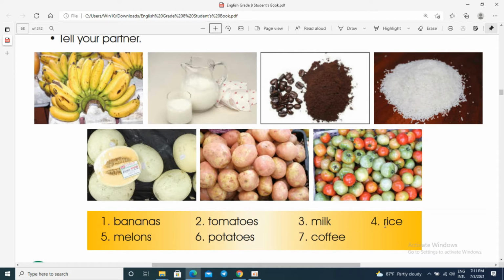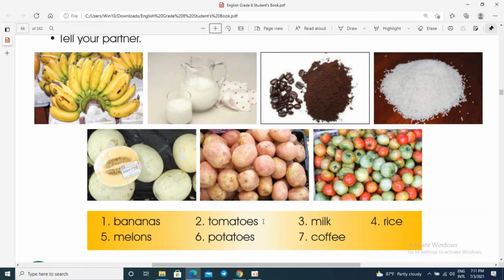Four. Rice. Five. Melons. Six. Potatoes. Seven. Coffee. Okay, so that's all about the words.